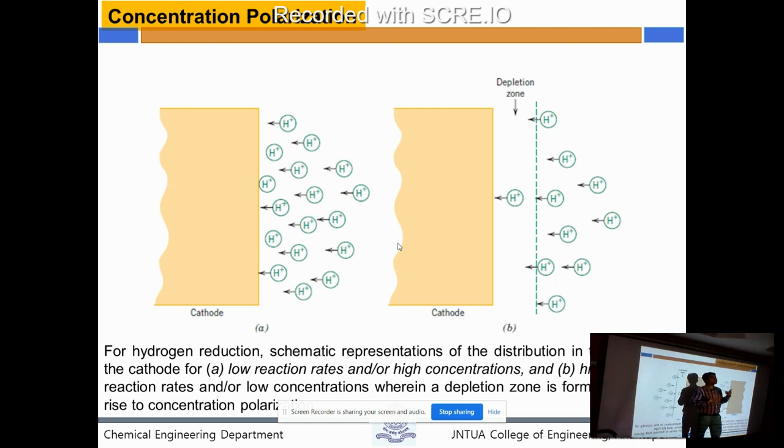Now what will happen to my reaction rates? The reaction rates are slower because these are all competing to reach the surface. So the surface also does not know for which H plus I have to give the electron. Like what I felt here, 100 people have come. I don't know for which X people I have to give my food item. So the reaction rates are lower. Here the reaction rates are faster. Only one ion is there on the surface. Quickly I can give it and leave that girl out.